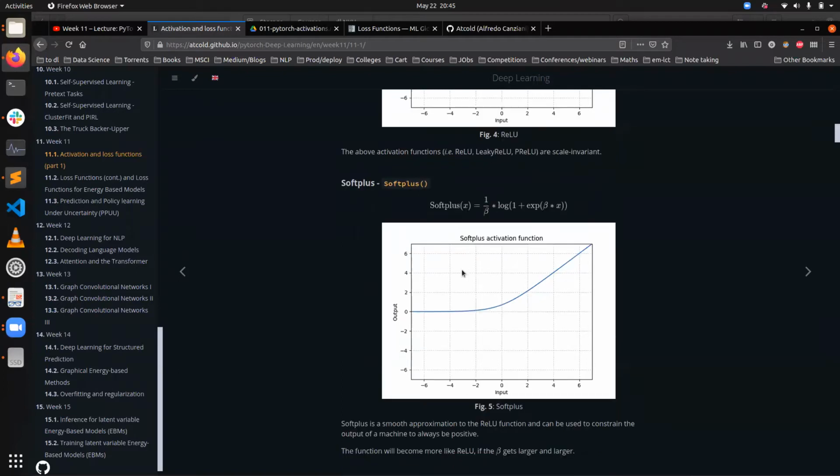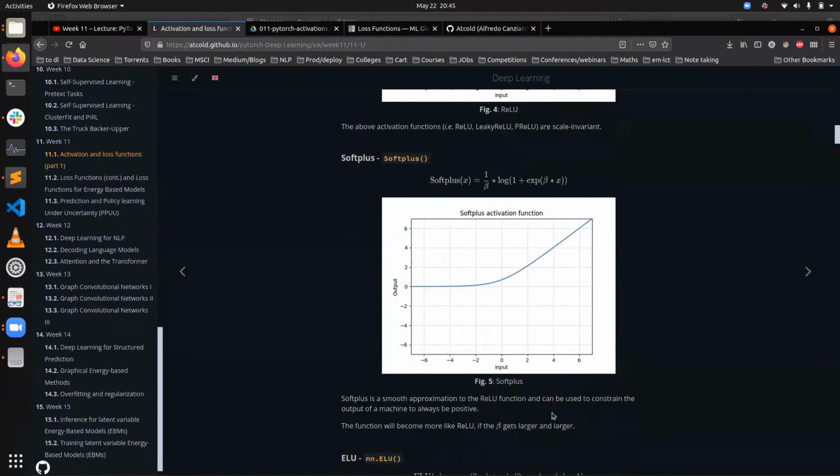Softplus. Softplus is a smooth approximation to the ReLU function. It can be used to constrain the output of a machine to be always positive. It's basically a differentiable ReLU. I think that's what he mentioned in the lecture. And the larger your beta is, the more it resembles a ReLU. So it's asymptotically y equals x on the positive side and asymptotically 0 as you go to the negative side.